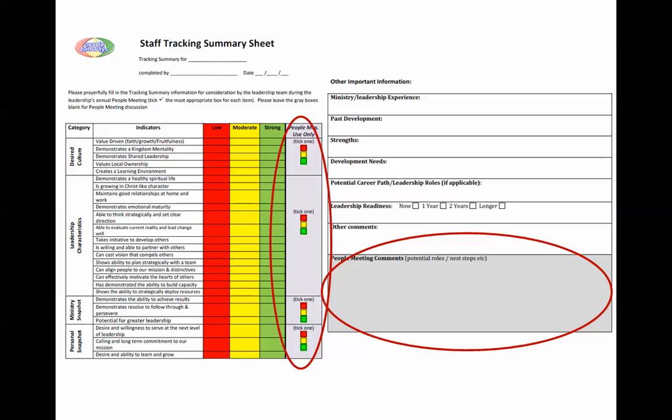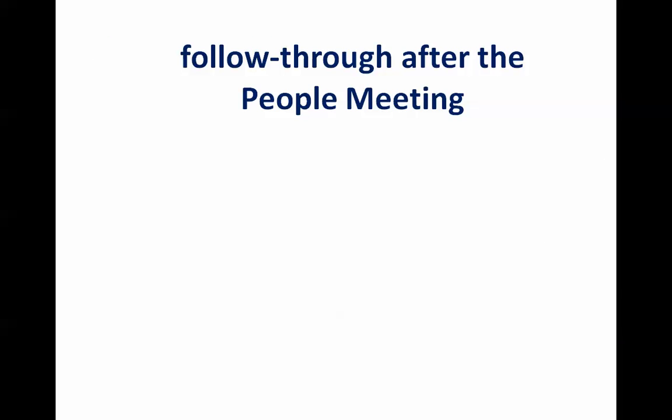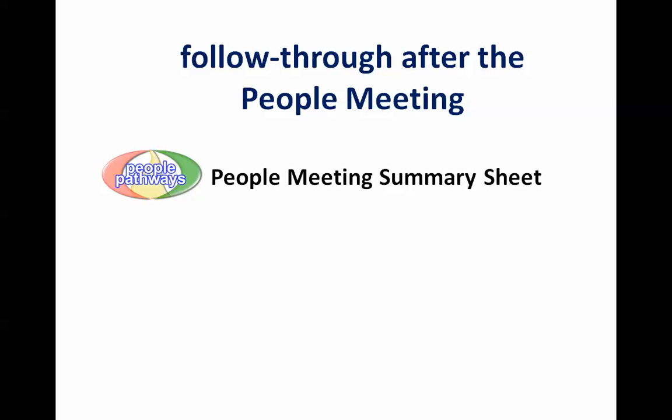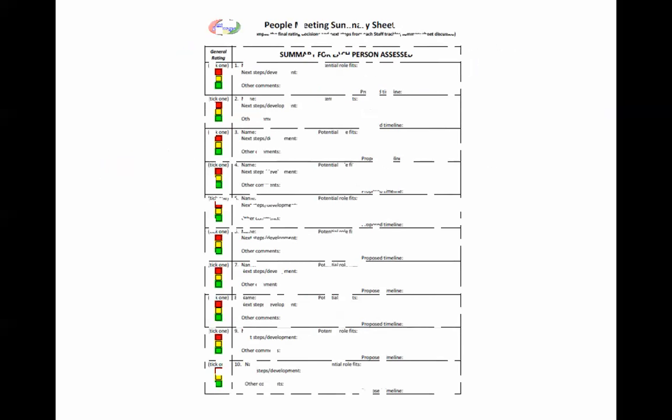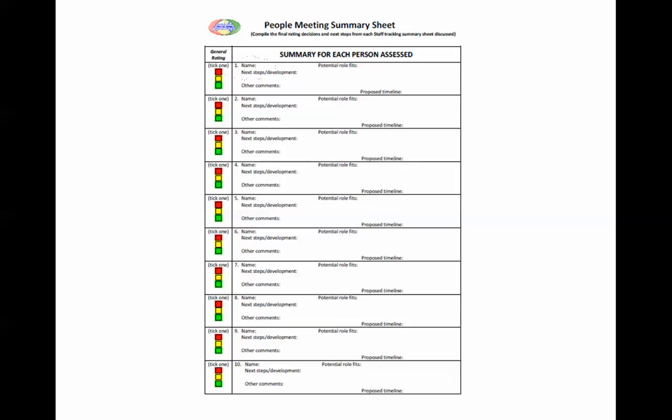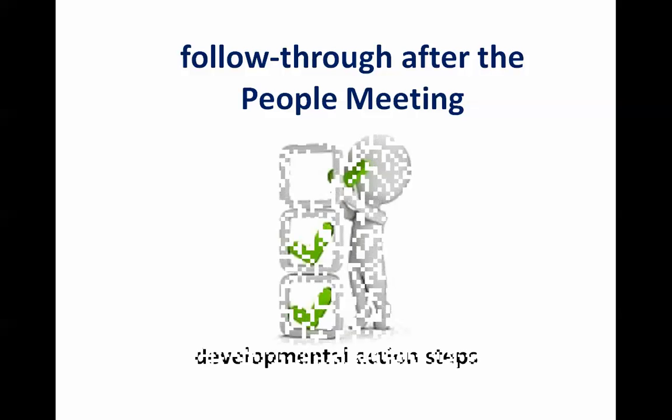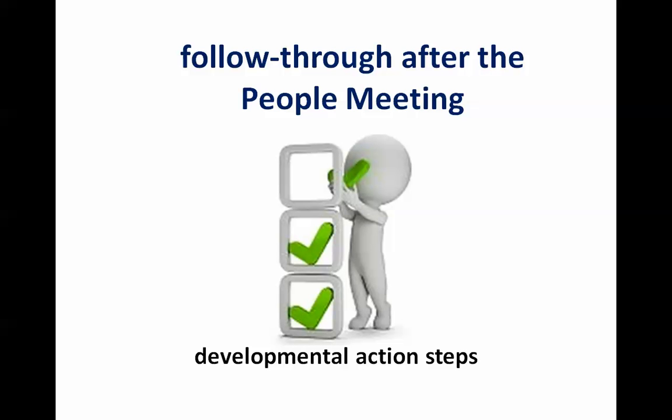There's one more helpful tool for the third phase of this process, which is follow-through of the people meeting action points. The people meeting summary sheet helps summarize the information needed for follow-through of the meeting. This sheet summarizes the people meeting discussion for each potential leader and lists next steps for follow-through. A key part for this follow-through will be refining, implementing, and tracking progress on their developmental action steps.